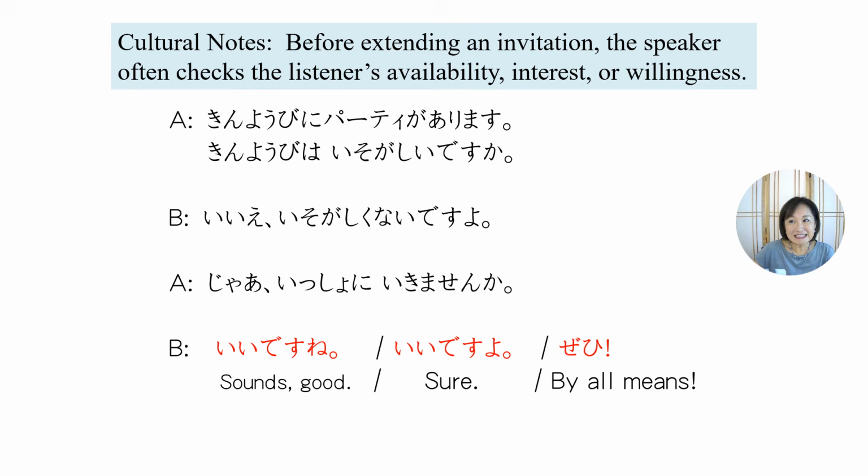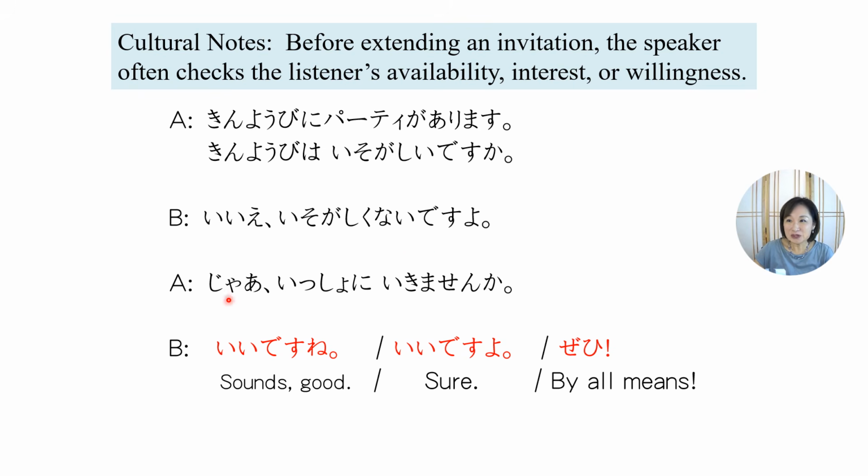When you invite someone to do something with you, it's common to check if they're available first. So a typical conversation might go like this. 金曜日にパーティーがあります。金曜日は忙しいですか? Are you busy on Friday? いいえ、忙しくないですよ. No, I'm not busy.